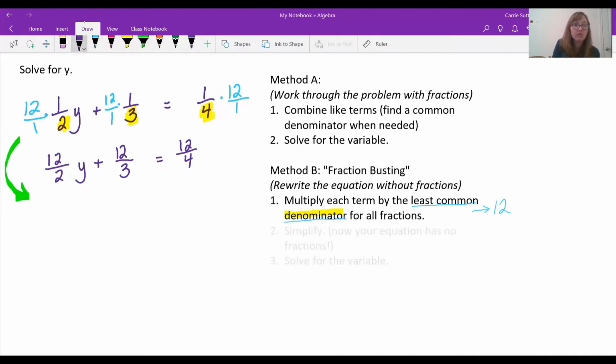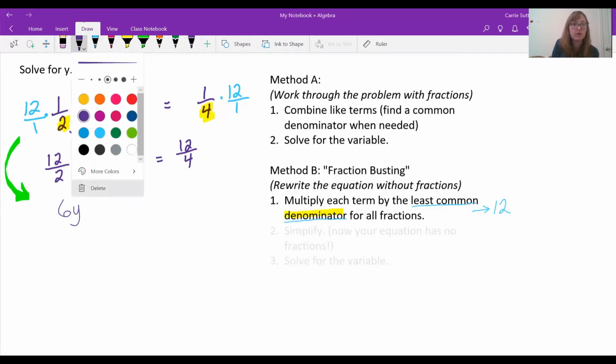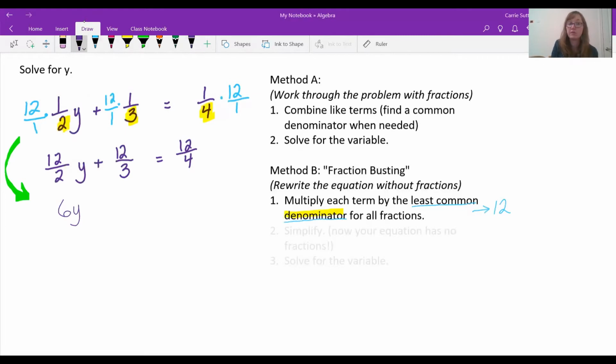Now when we simplify those, 12 divided by 2 is just 6, so now I've got 6y. For the next one, we've got 12 divided by 3, which is just 4. And we've got 12 divided by 4, which is 3. So that right there is that first step where we're multiplying each term by that least common denominator. And then now we've got an equation to solve without fractions.